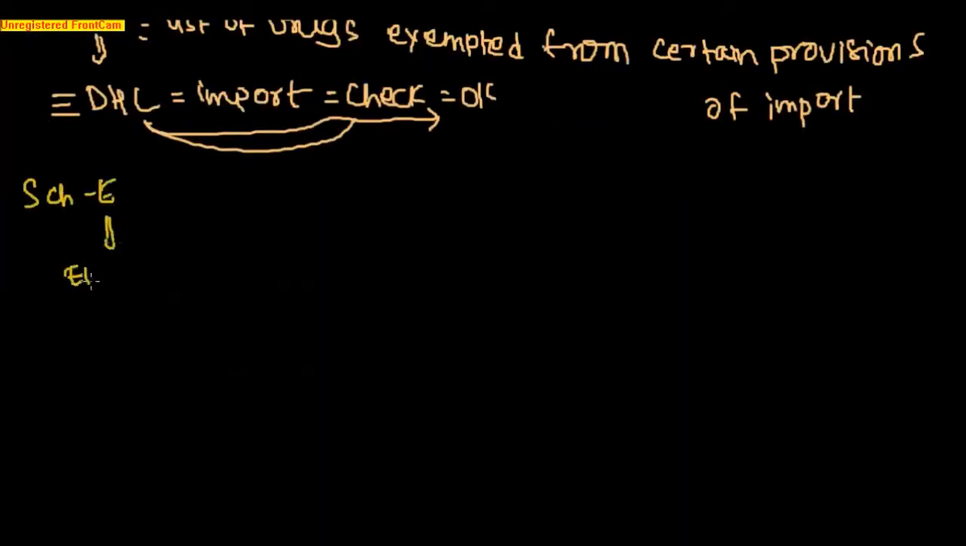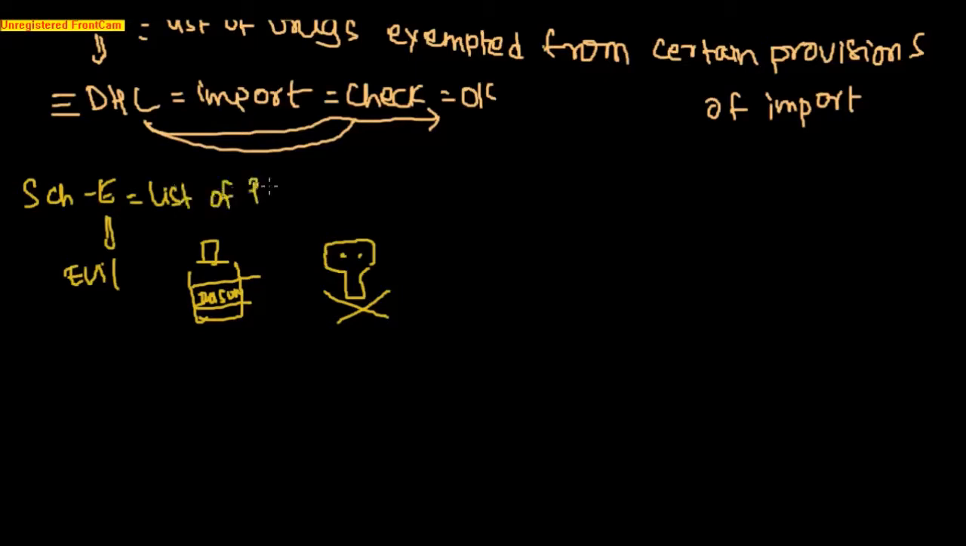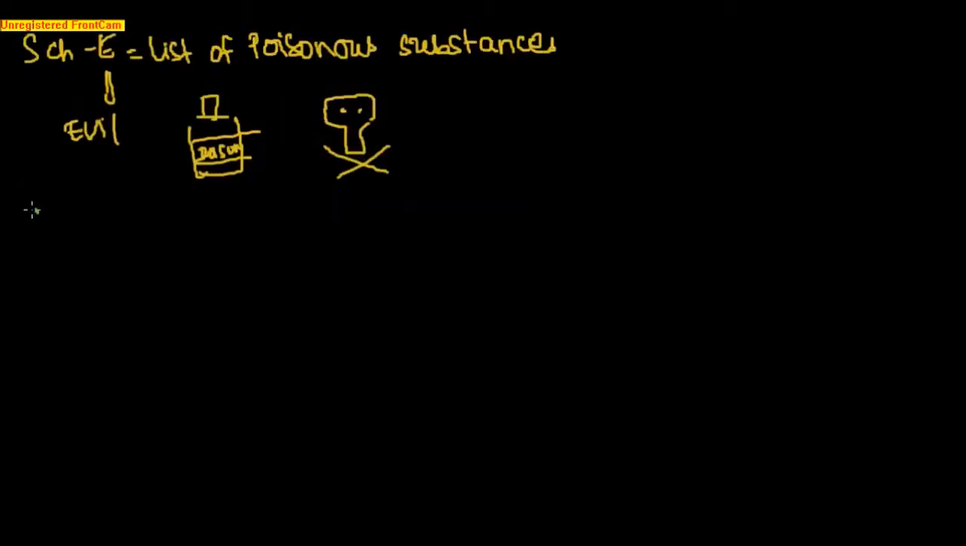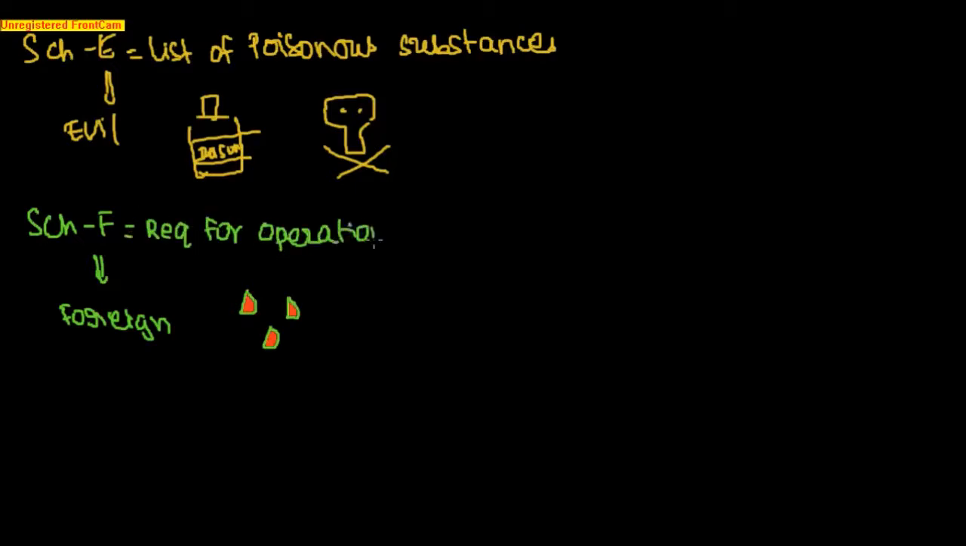Then Schedule E. What's E for? Evil. What's evil? Poison is evil. So schedule E consists of a list of poisonous substances. Then the next schedule is schedule F. F like foreign. When we donate blood to the acceptor, the blood is like foreign blood. So schedule F consists of requirements for operation of blood banks.